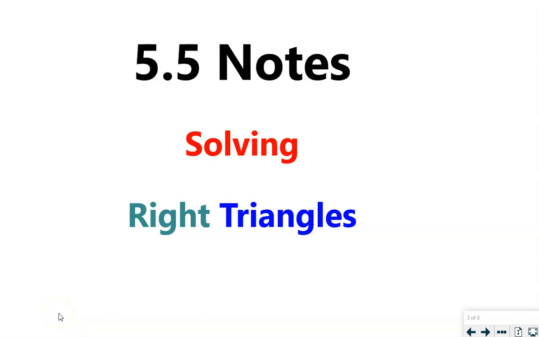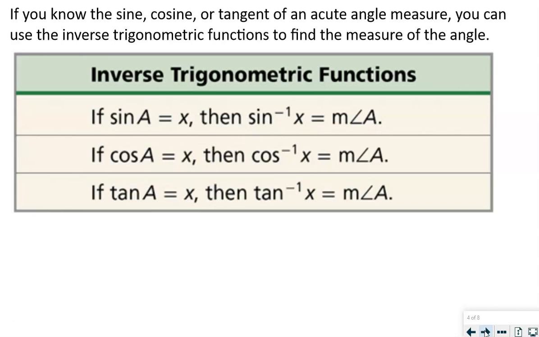So Internet, today we're going to talk about how to solve right triangles, and we're going to use inverse trigonometric functions to do that today. If you know the sine, cosine, or tangent of an acute angle measure, you can use inverse trigonometric functions to find the measure of the actual angle. So we use sine, cosine, and tangent to find a side. We use inverse sine, cosine, and tangent to find an angle, okay?